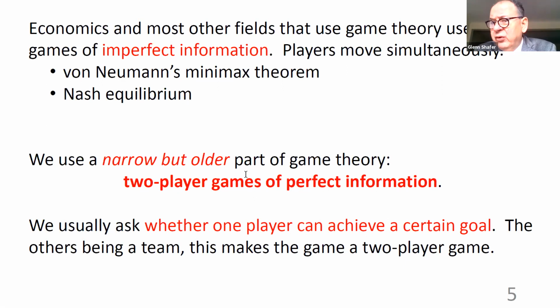Now, we sometimes have more than two players, but we focus on what one player can achieve. So the one player is playing against the others as a team. The forecaster is, well, we'll see who the players are and where that works. But the point is that even though we have many players, we focus on trying to find out what one player can accomplish. So we're looking at two-player games, and also they're perfect information. Everybody moves in order. And that's a very narrow area of game theory, and it's actually one that is older.